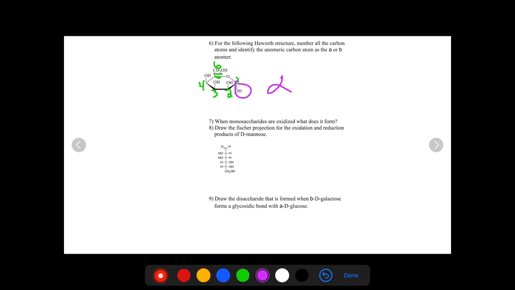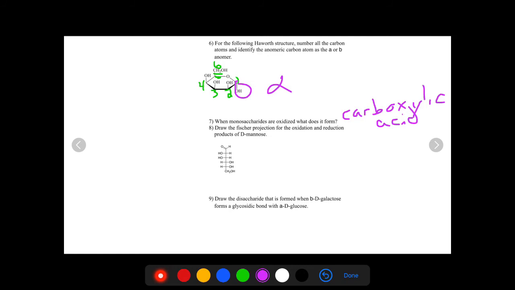And then number 7 says, when monosaccharides are oxidized, what does it form? It forms a carboxylic acid. So just like aldehydes can be oxidized to form carboxylic acids. Normally you see it as a carboxylate ion. So either one. Okay, 8 says, draw the Fischer projection for the oxidation and reduction products for D-mannose.